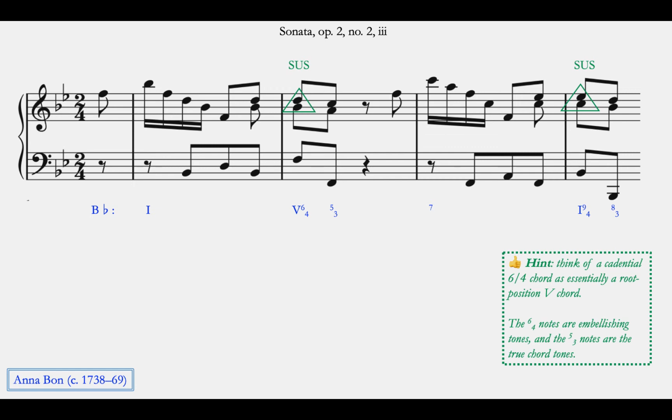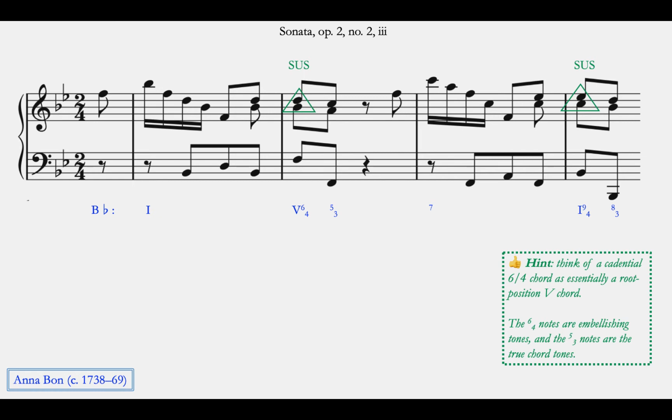First of all, think of a cadential 6-4 as essentially a root position 5 chord. The 6-4 notes, the notes that are a 6th and a 4th above the bass, are embellishing notes. And it's the 5-3 that are the true chord tones.